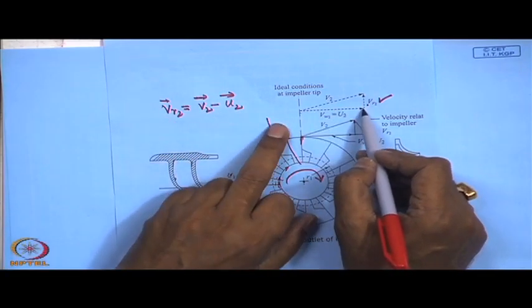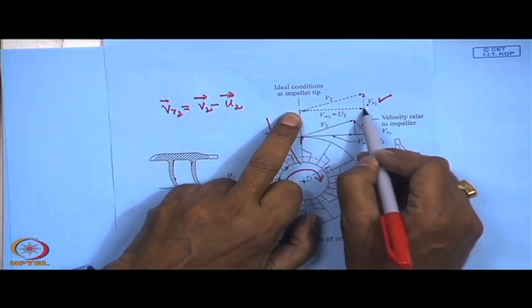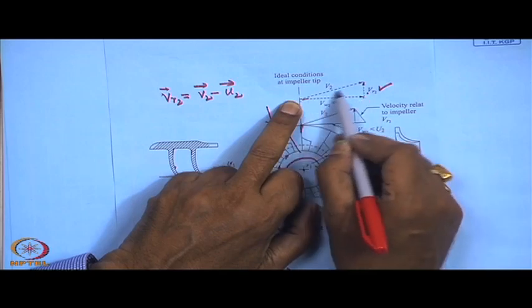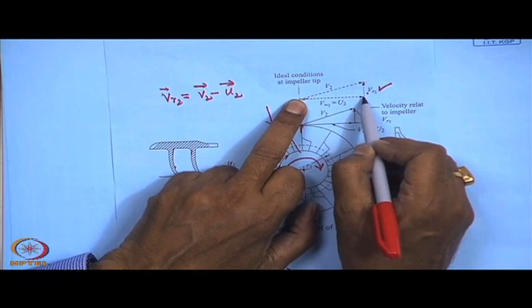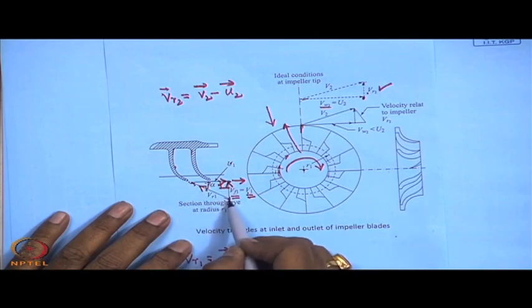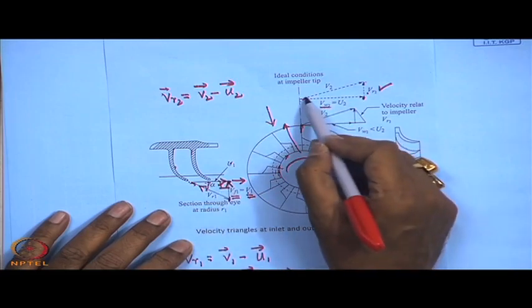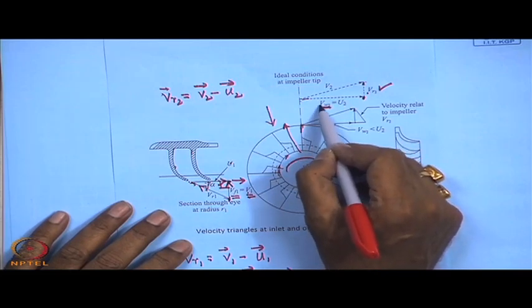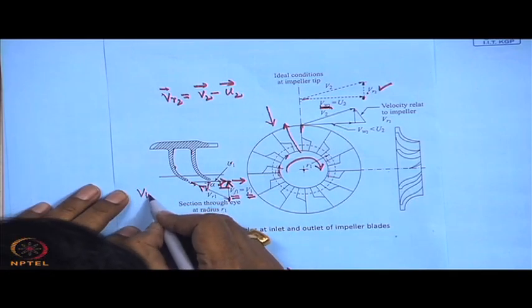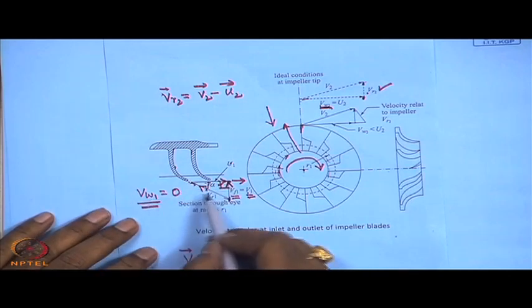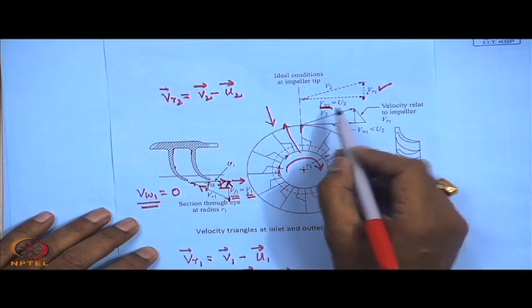So, this is the relative velocity, and the absolute velocity is this. Since the relative velocity is in the purely radial direction, the absolute velocity does have a tangential component, which is equal to U2. Here, at the inlet, the absolute velocity does not have a tangential component, because it is axial, perpendicular to the tangential direction. Here the absolute velocity has a tangential component VW2. This nomenclature you know from earlier, that VW2 is the tangential or whirling component, that is why the W is given. Similarly, VW1 is 0, that is, the tangential component of the velocity of the air at inlet is 0. Whirling component of velocity is 0, but here it is U2.